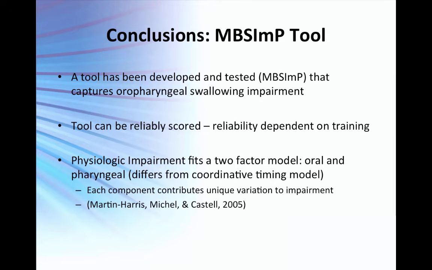Physiologic impairment fit a two-factor model in our original analysis, oral and pharyngeal, and you'll see that we call them domains rather than phases because they're not arbitrary. You'll see that initiation of the pharyngeal swallow actually factored with the other components in the oral domain, most likely because of the relationship of tongue movement to triggering a pharyngeal swallow.